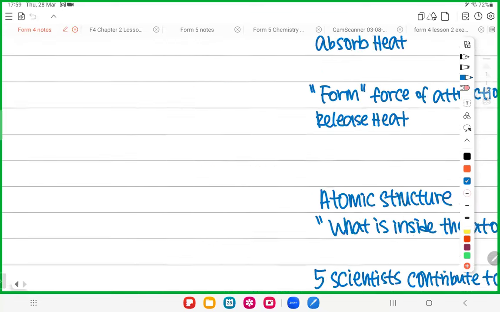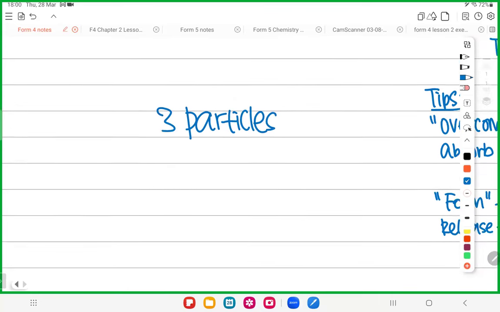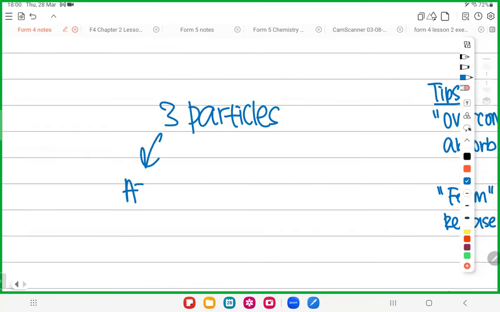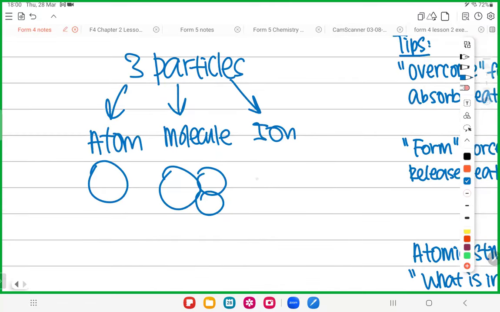Previously, we only learned about particles. We learned that there are three kinds of particles. An atom, which comes alone. A molecule, which is non-metal and non-metal joined together. And an ion, which carries some charge. That's what we learned back in the day.